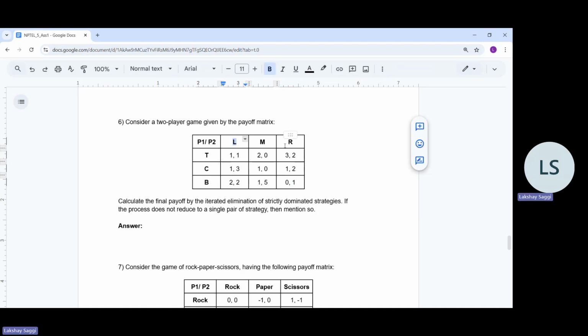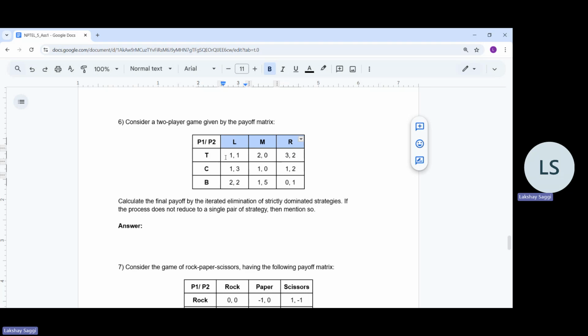Now let's compare the third pair also. I'm just comparing the strategies between columns right now. So between L and R, let's see if there is a strategy which strictly dominates the other. Here 1 is less than 2, so R is better. But here we obtain that 3 is greater than 2, so in this row L is the better strategy. So again, between L and R, there is no strictly dominating strategy. Between the column strategies, we have tried all three choose two pairs, and there are no strictly dominating strategies in the columns.